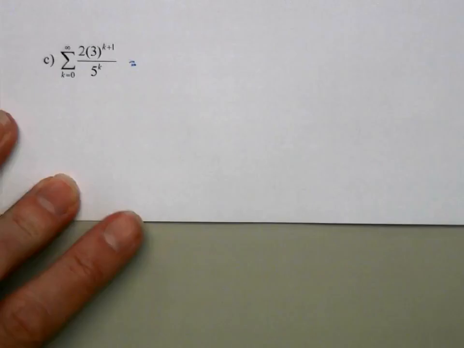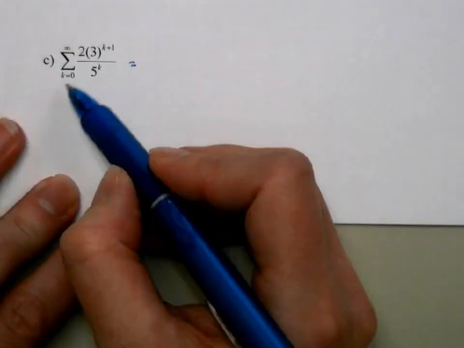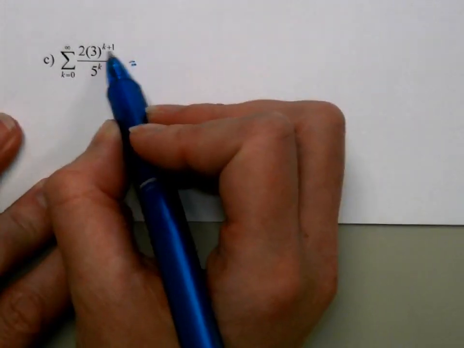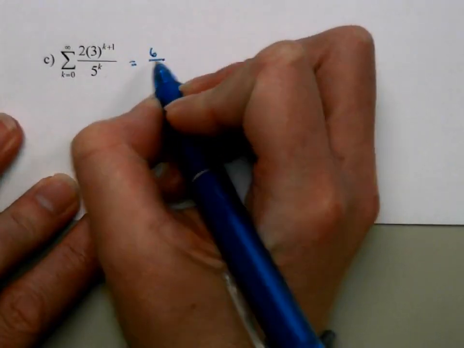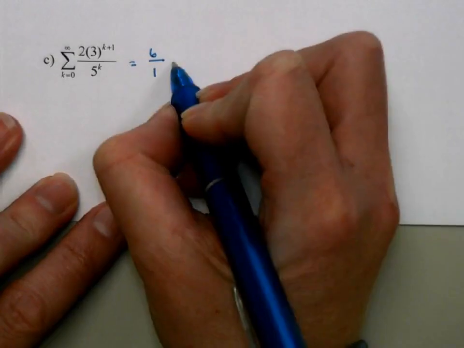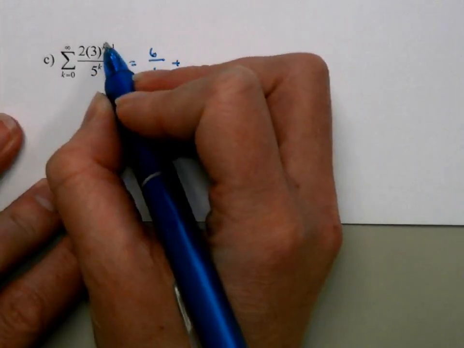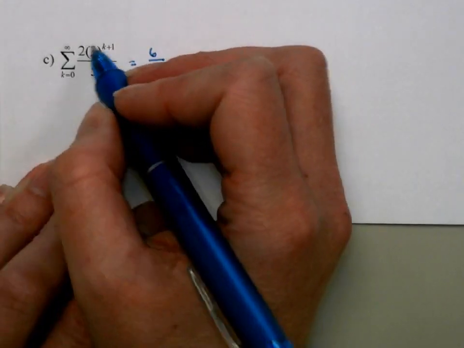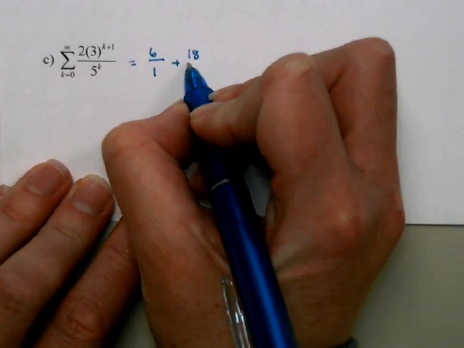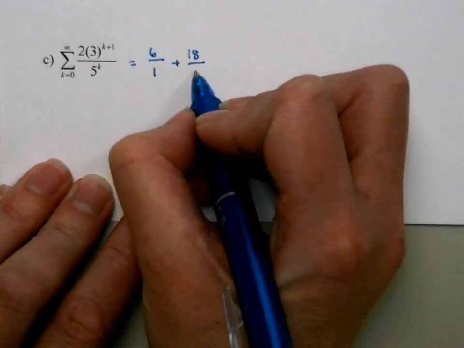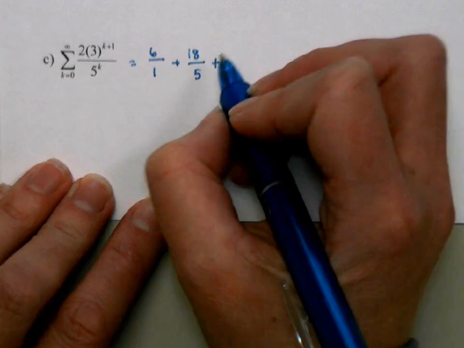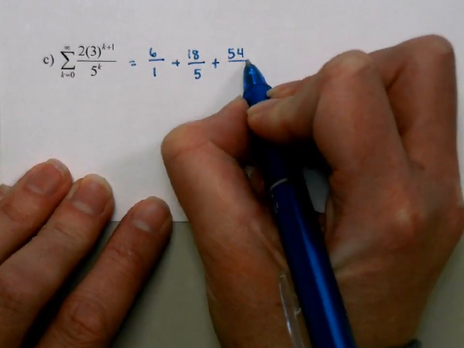So we'll be careful. We'll plug in 0. On the top, this will be 1, so we'll get a 6 over, this will be 1. If I plug in a 1, this is 2, so 9 times 2 is 18. On the bottom, we'll have 5 to the first. Plug in 2, we're going to get 54 over 25.